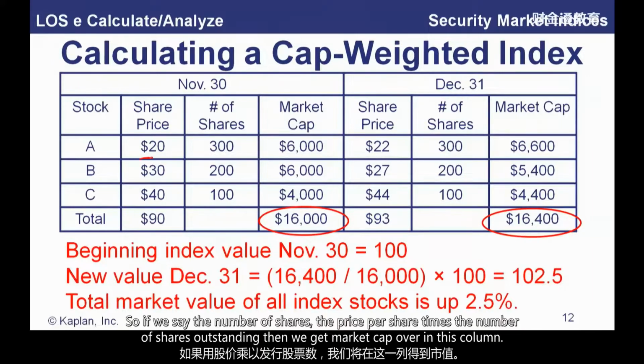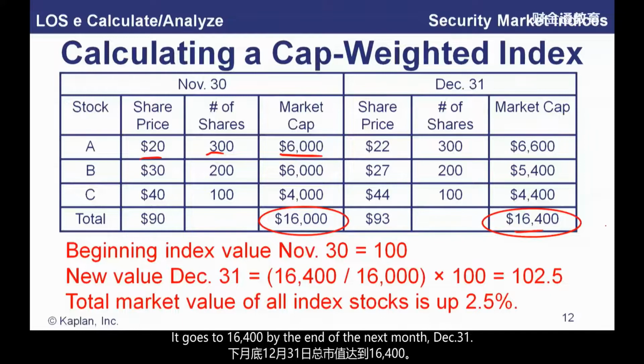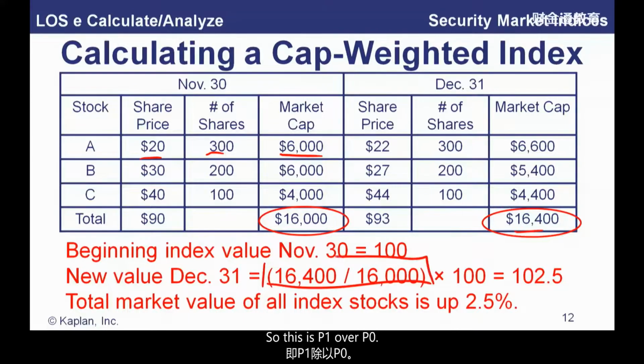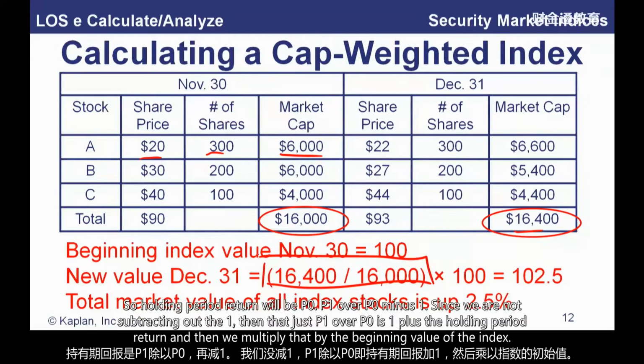If we take the price per share times the number of shares outstanding, we get market cap in this column. So the market capitalization for our 3 constituent securities in aggregate is $16,000 on November 30th. It goes to $16,400 by the end of the next month, December 31st. So what does that mean? Well, this is the change in the index, P1 over P0. That is effectively 1 plus the holding period return. The holding period return would be P1 over P0 minus 1. Since we're not subtracting out the 1, P1 over P0 is 1 plus the holding period return.